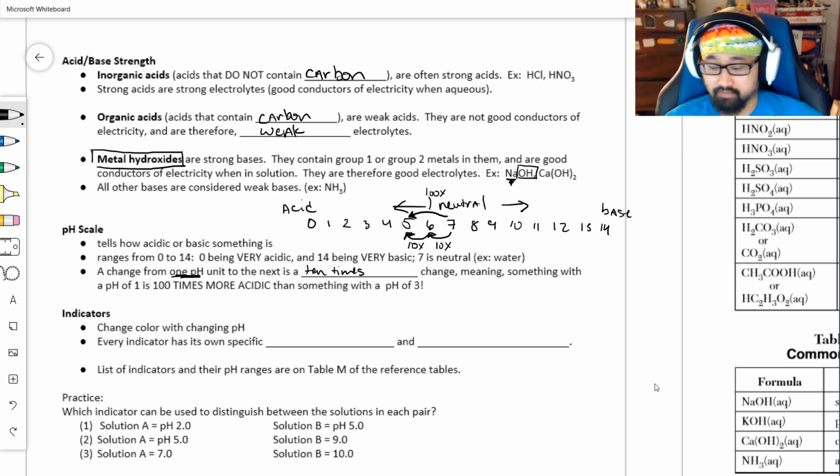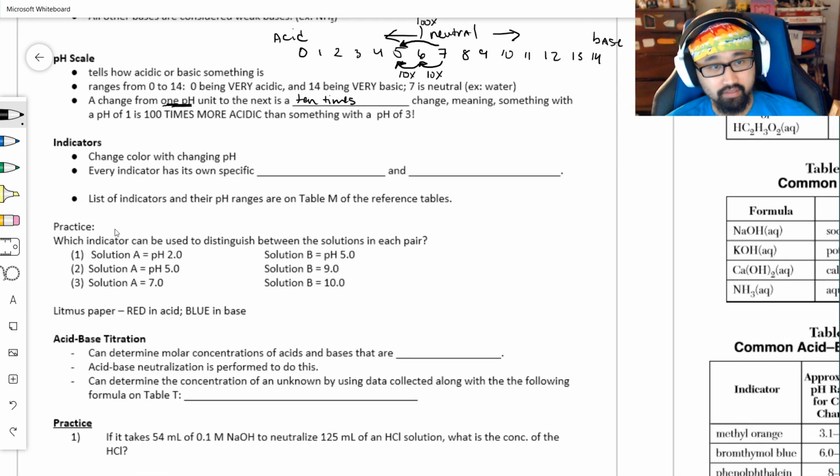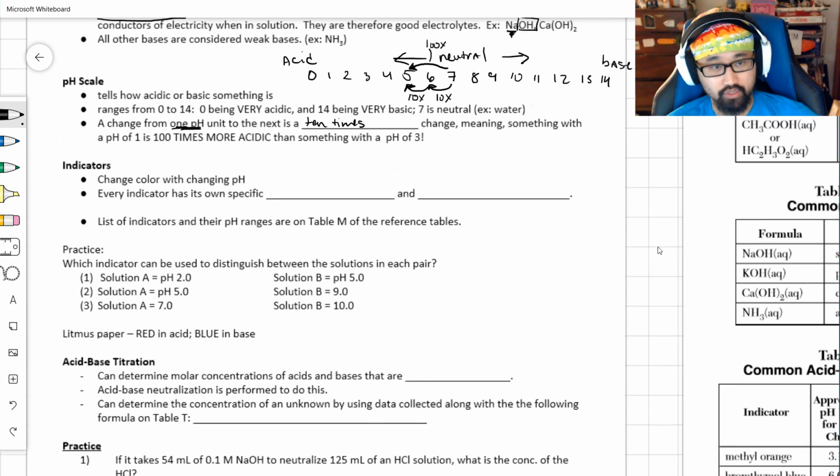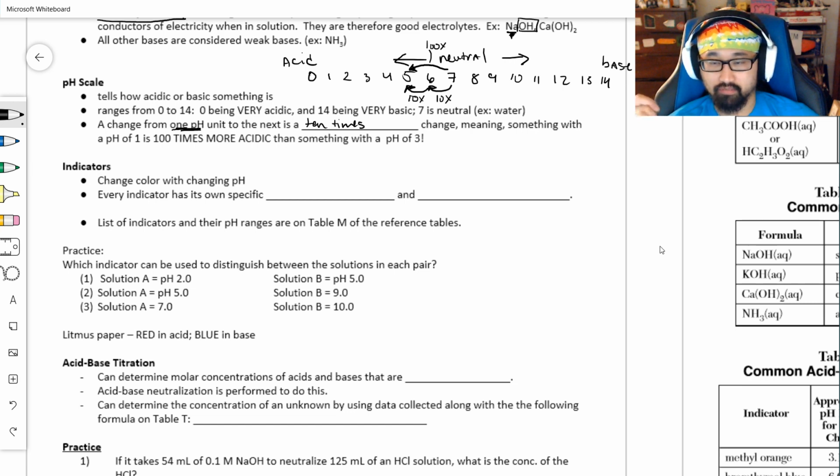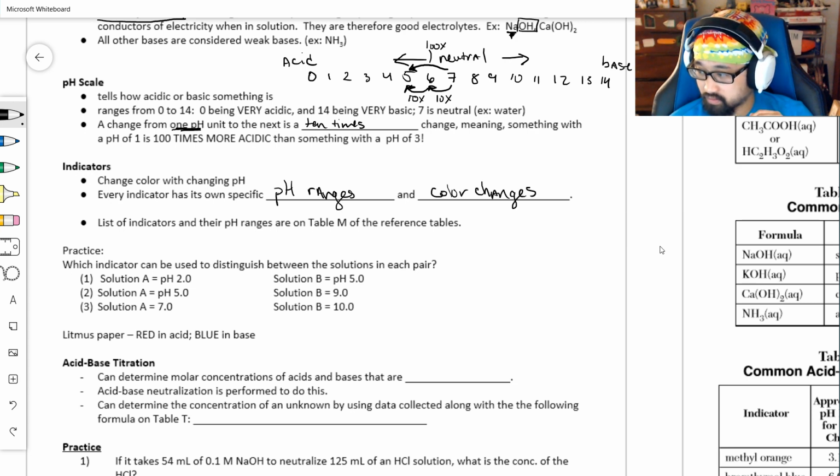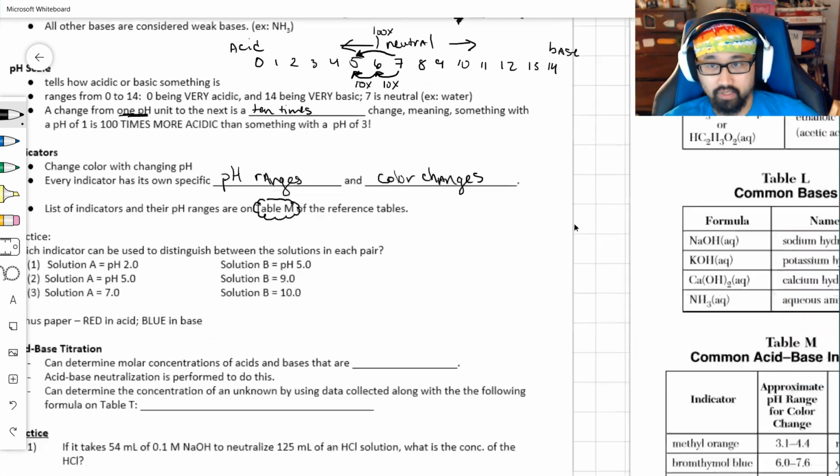The last thing that I'm going to talk about with acids and bases is indicators. I'm not fussed over titration. Titration is just neutralization. If you know neutralization, that's what titration is. But indicators are special chemicals that change color if the pH changes. They have very specific pH ranges and color changes. And there's a number of them here on table M, which we're going to look at right now.